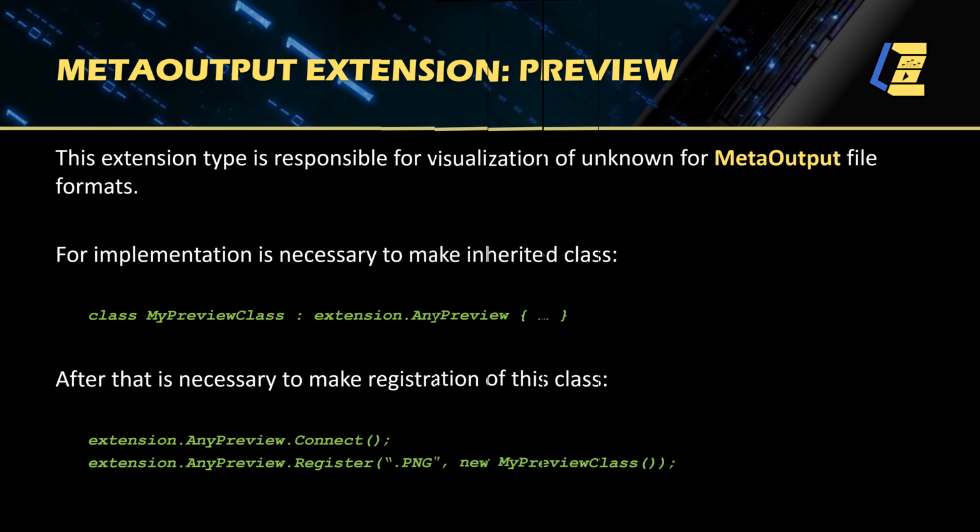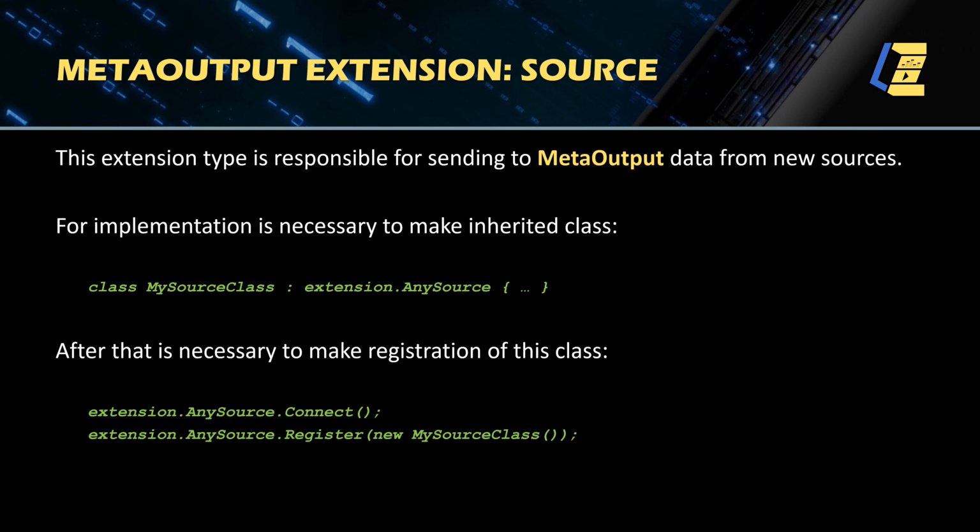MetaOutput extension. Source. This extension type is responsible for sending to MetaOutput data from new sources. Example on the screen demonstrates how to make it.